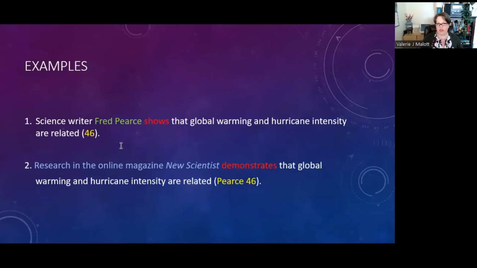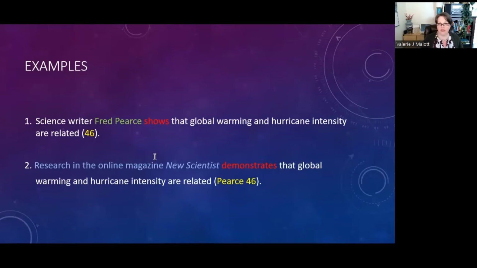Science writer Fred Pierce shows that global warming and hurricane intensity are related. And then we have in parentheses the page number where that information is paraphrased from. So we have in green here the full name of the author, and then we have an active verb here and the paraphrase, and then where we can find that information.